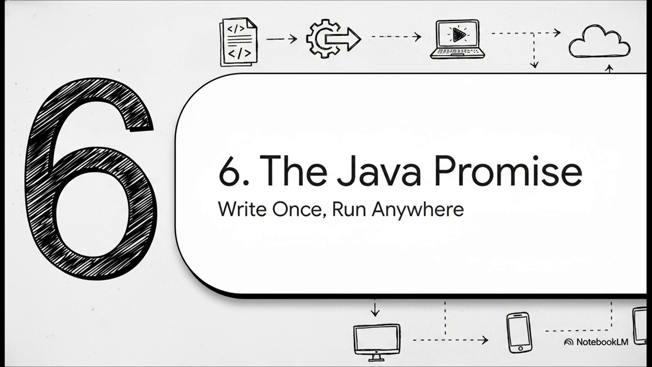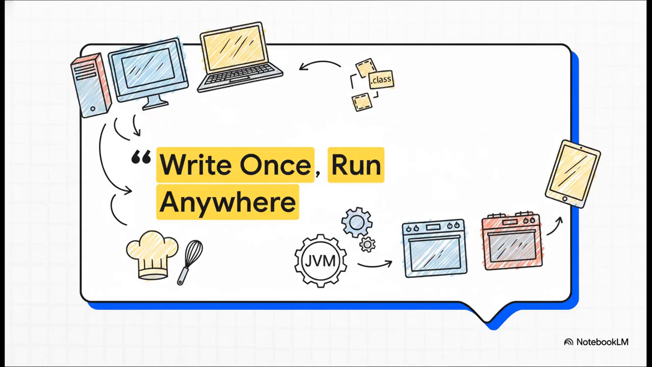Now let's zoom out for a second and talk about why this whole process was, and still is, so revolutionary. It all comes down to this one famous promise: write once, run anywhere. Because the developer isn't writing code for Windows or for Mac, they're writing it for the JVM. That means the exact same .class file can be run on any computer in the world, as long as it has a JVM. It means you write the recipe one time, and literally any kitchen, any computer, can prepare it.